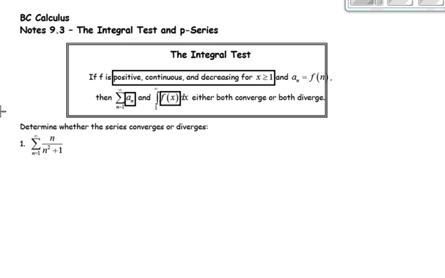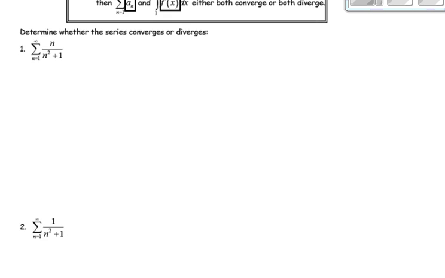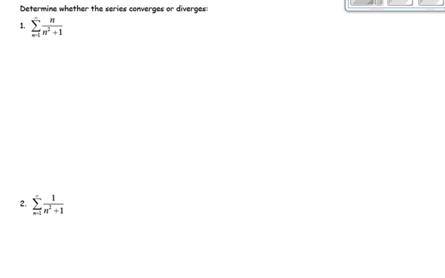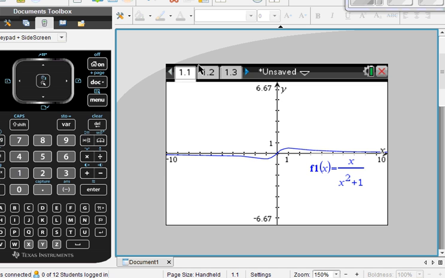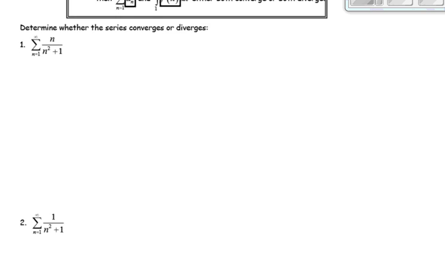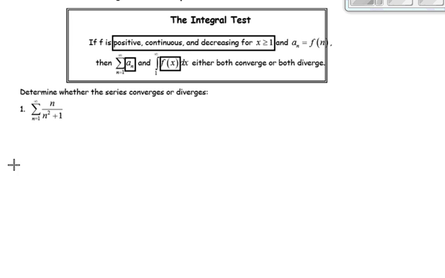All right, so for our first example, determine whether the series converges or diverges. We have the series n over n squared plus 1. Now, just to show you that this series does match all of that, the positive, continuous, and decreasing for x greater than or equal to 1, I graphed it just so that you can see this. So here's the graph of that f if you make it x over x squared plus 1, and you can see for x greater than or equal to 1, it's positive, above the x-axis, decreasing, and continuous. Okay, so since that matches, then we can determine the convergence using the integral test.